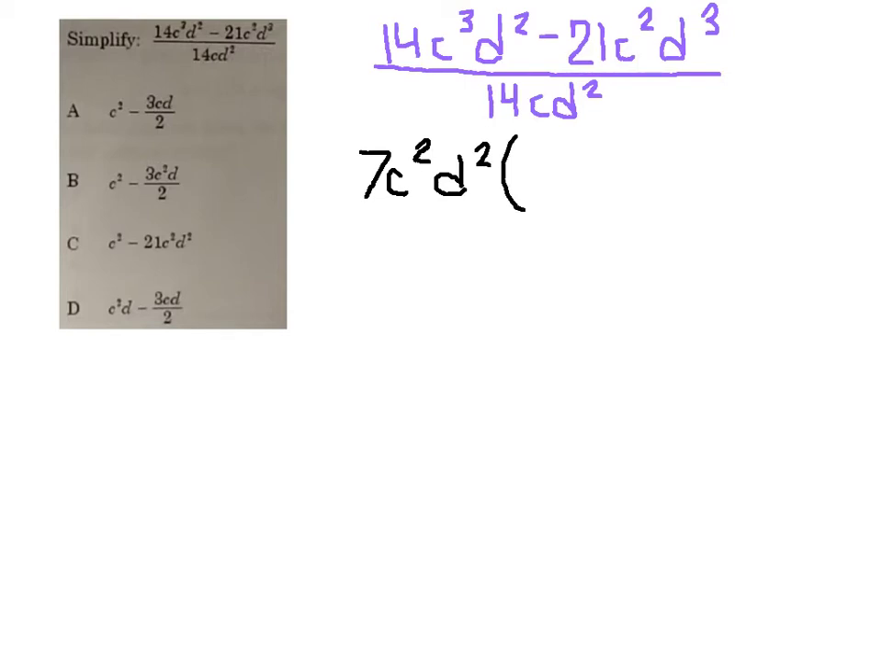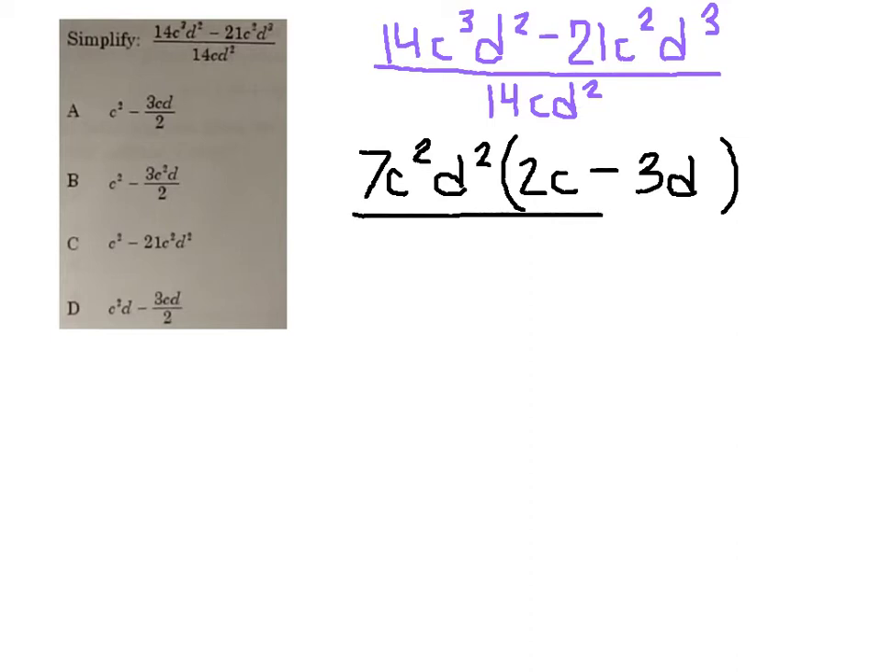So we put that on the outside of a set of parentheses, and in order to get what's on the inside of the parentheses, we divide each term by our GCF. So 14 divided by 7 is going to be 2. C cubed divided by C squared, that's going to leave me with a C left over. And D squared divided by D squared is 1. We just go ahead and move on. We can't write anything down for that. Minus 21 divided by 7 is 3. C squared divided by C squared is just 1. And D cubed divided by D squared is just D. So the top is completely factored.